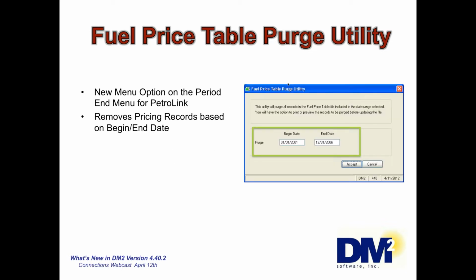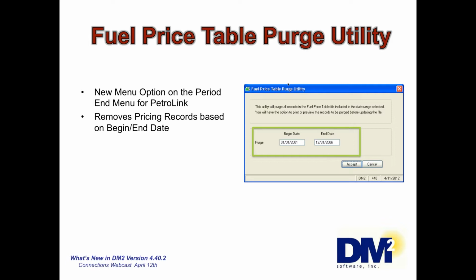So there's a new menu option on the period end menu for Petrolink. It's called Fuel Price Table Purge Utility. We're not very creative about naming here, so you can blame me. You put in the begin and the end date, and it does exactly what it sounds like. It removes the pricing records based on that begin and end date out of FT9.